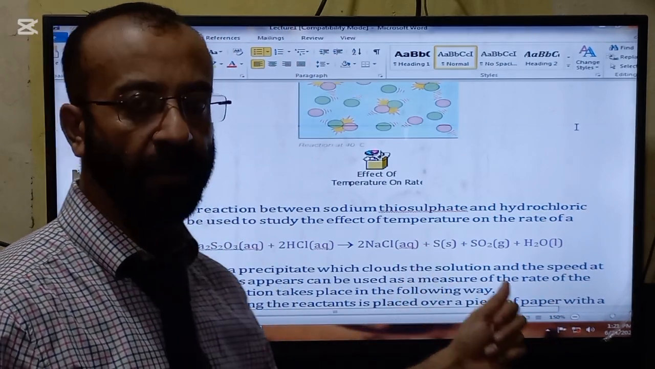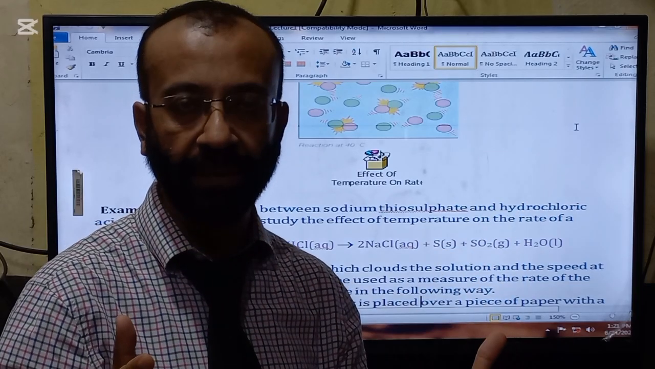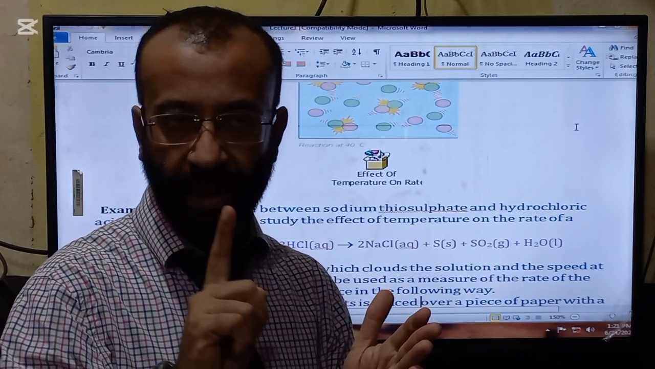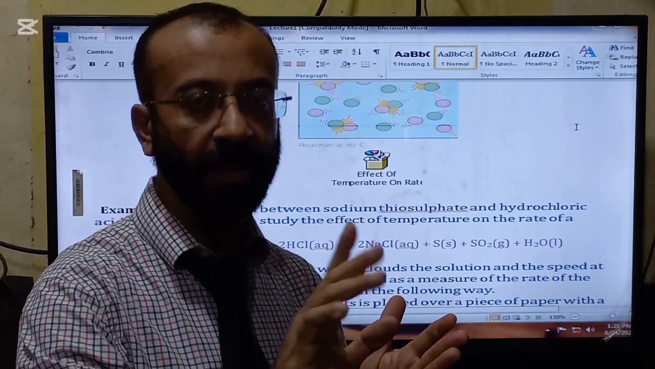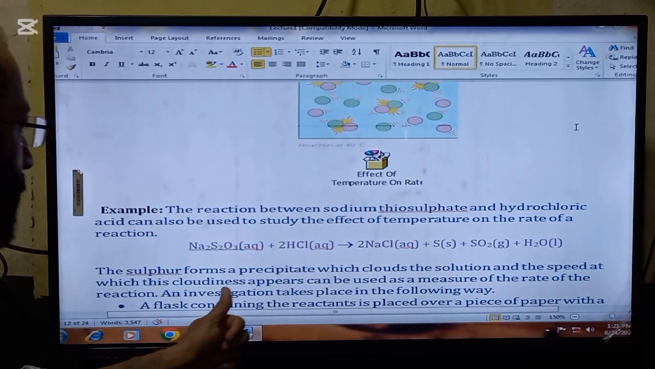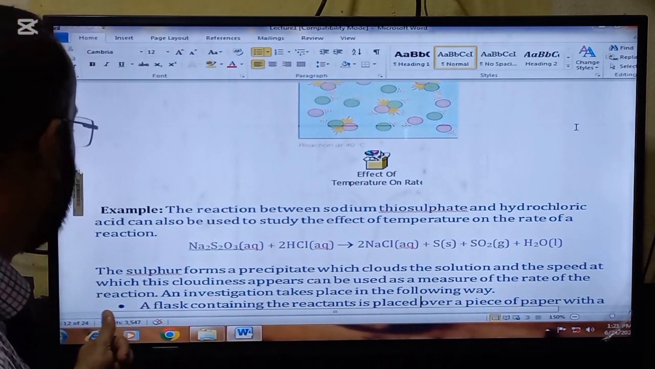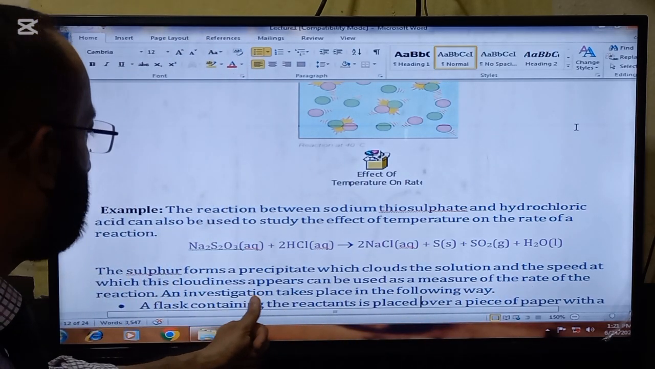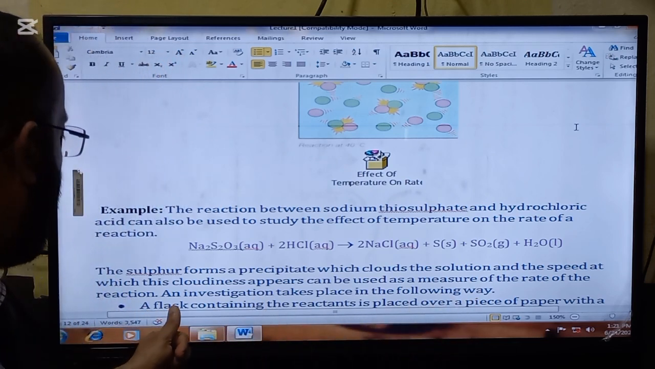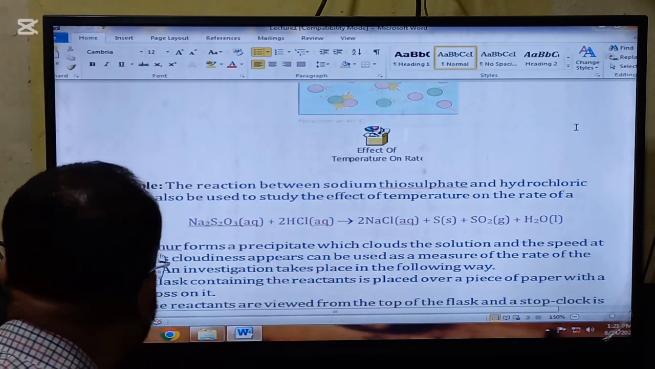So sulfur, which will be produced, will actually make the solution cloudy. And when the solution becomes cloudy, we cannot see through it. So look now further. This sulfur forms a precipitate which clouds the solution, and the speed at which this cloudiness appears can be used as a measure of the rate of the reaction. An investigation takes place in the following way.